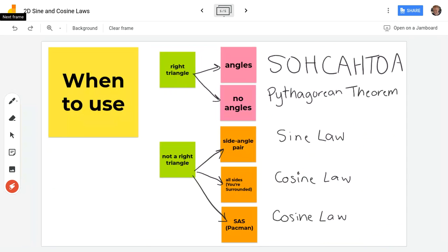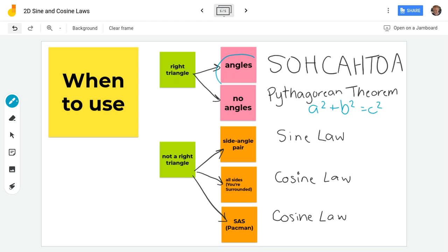Now, here's a quick rundown of when to use each of these things. If you're trying to find information in a triangle, the first thing you look for is: is it a right triangle? If it is, then stick with the easy things you already know how to do, meaning the Pythagorean theorem, a squared plus b squared equals c squared. If you have a right angle triangle and all you care about is the side lengths, Pythagorean theorem. You don't care about the angles, Pythagorean theorem.